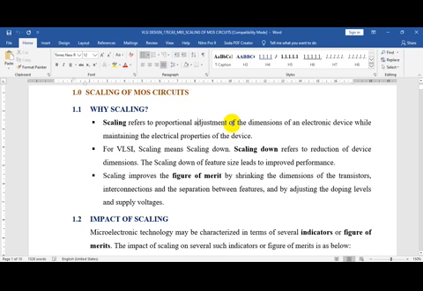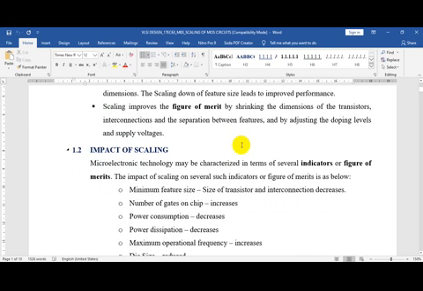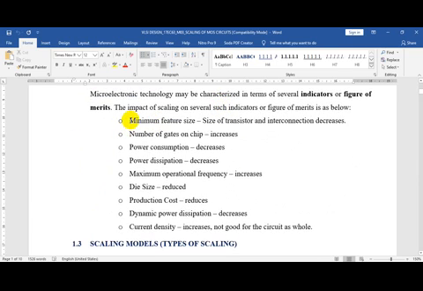Now, generally, the word scaling means to increase or decrease the dimensions. It's a very general word, but in VLSI, scaling is always meant for scaling down, so decreasing the parameters. It has a lot of advantages, what we call figures of merit. The first one is that it leads to minimum feature size, which means the size of the transistor, interconnection and other components decreases. So this leads to more gates on a single chip.